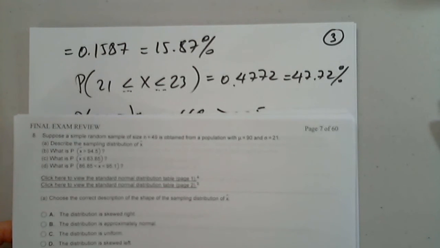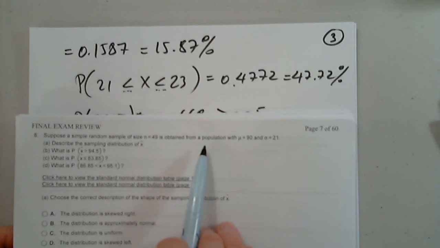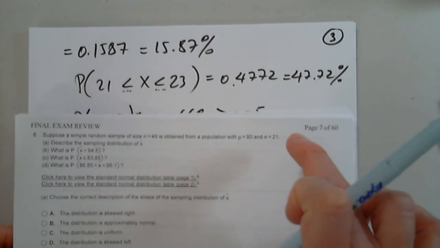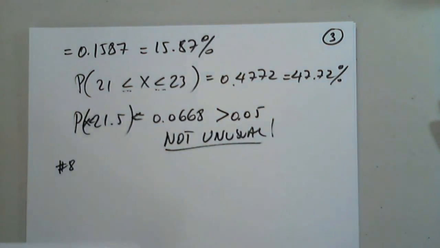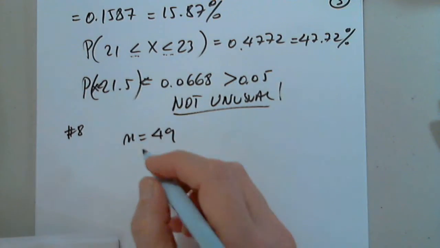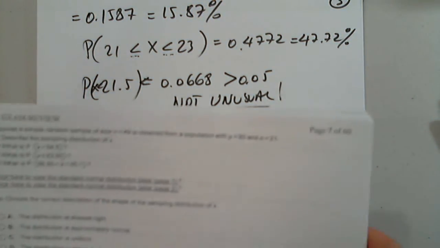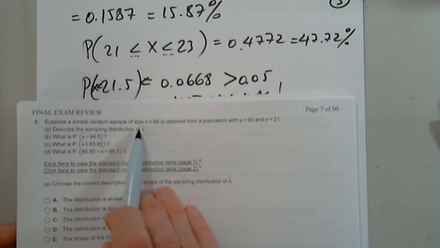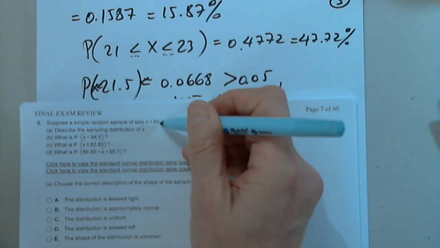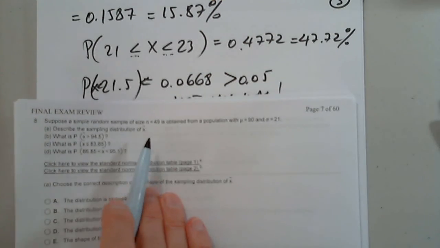Suppose a simple random sample of size n equals 49 is obtained from a population with mu 90 and standard deviation sigma 21. Remember what we do right away: we write n equals 49, and we write mu equals 90, and sigma equals 21. It's a simple random sample. We don't know if it's normal or not, but the size is over 30. Describe the sampling distribution of x bar.